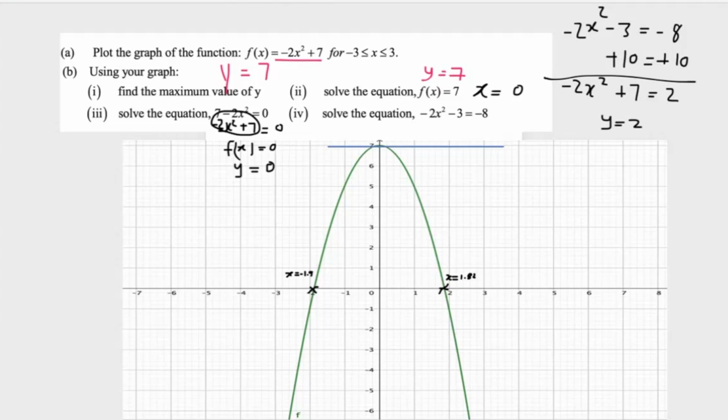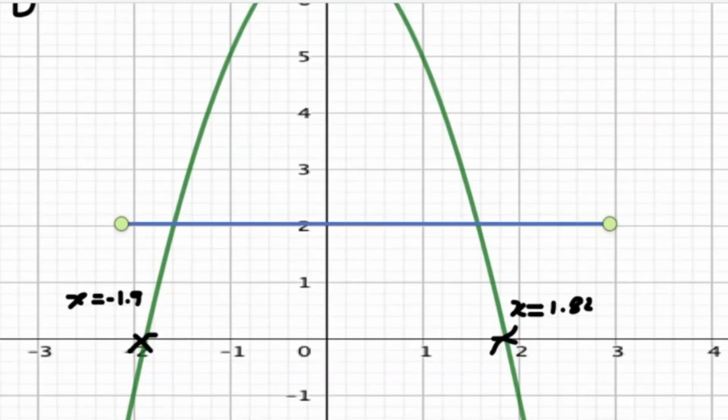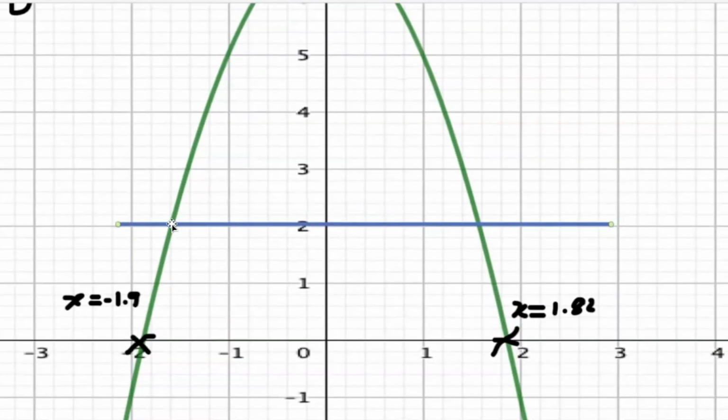So what is y equal to? We are going to draw a horizontal line through 2. So this is y equal to, you draw a horizontal line through 2. This is y equal to. So let me zoom in a little. So where the line and the curve meets, we have to read off the point of intersection.